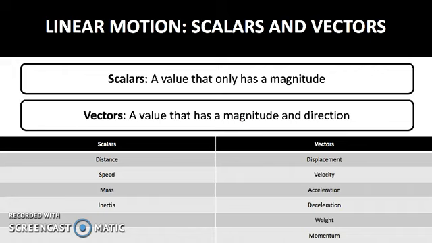Now, within this biomechanics and motion, there's obviously linear motion, and within that there are scalars and vectors. So scalars are quantities that have only magnitude, whereas vectors are quantities that have both magnitude and direction. Some examples of scalar quantities are distance, speed, mass, and inertia. And some examples of vector quantities are displacement, velocity, acceleration, deceleration, weight, and momentum. And we will see how these differ now through some examples.